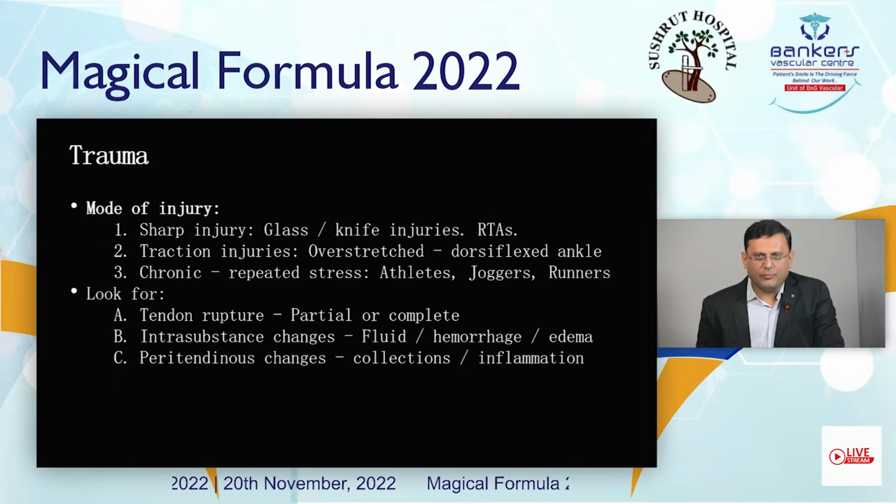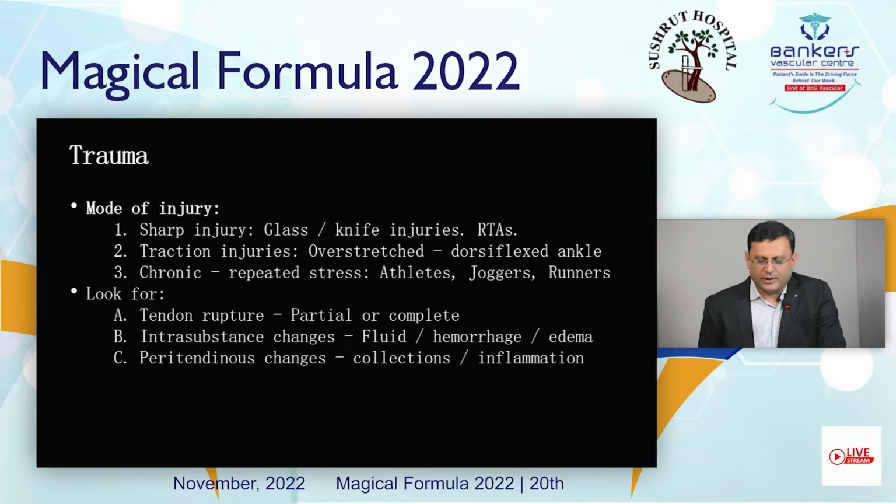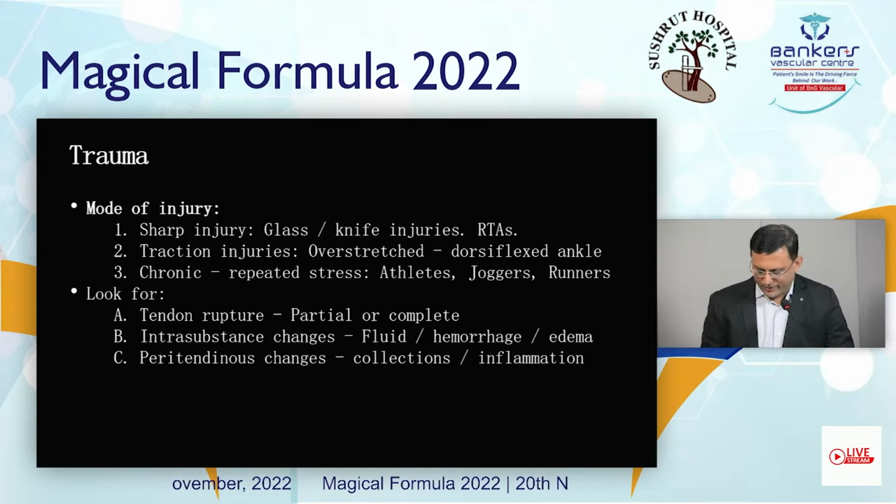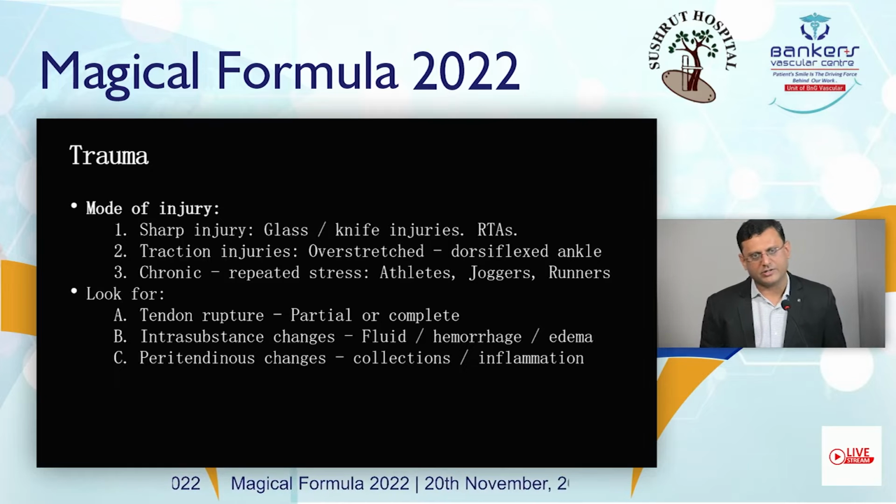Most abnormalities of the tendo-Achilles occur because of trauma. It can be trauma by a sharp injury like a glass or knife injury, or road traffic accidents. It can be because of tractional injuries, or because of overstretching of the tendon, or many times it can be because of chronic abnormalities like repeated stress, which occurs particularly in athletes, joggers or runners. What we need to see is the tendon rupture, whether it is partial or complete.